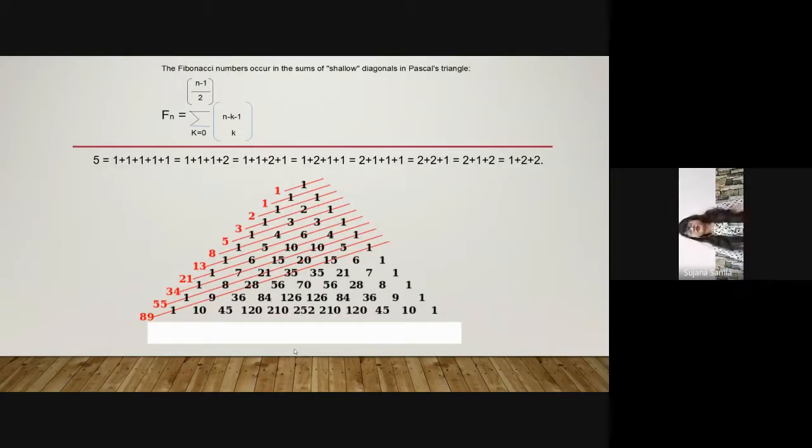We can also describe the Fibonacci numbers by the shallow diagonals in Pascal's triangle. The formula provides Fn is equal to the summation of n minus k minus 1 choose k, for k from 0 up to n minus 1 over 2, with the initial value starting from k equal to 0.